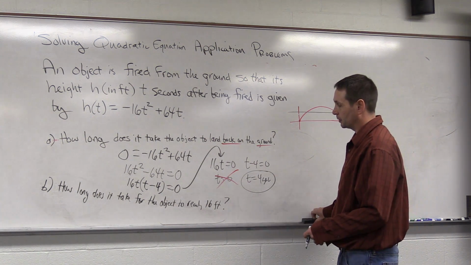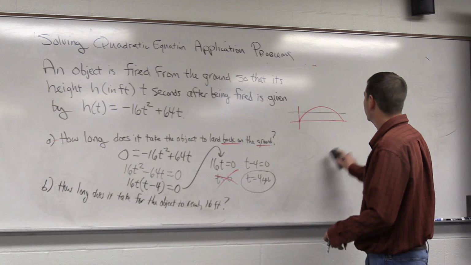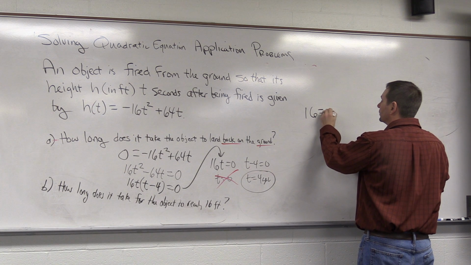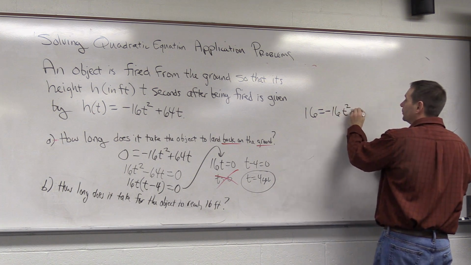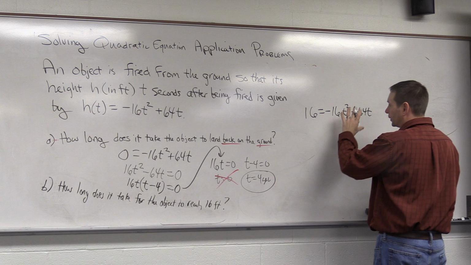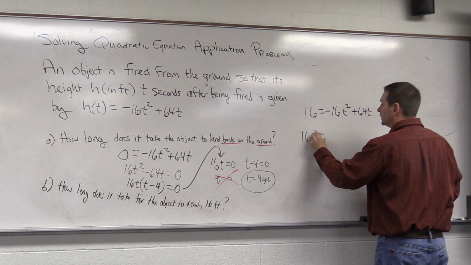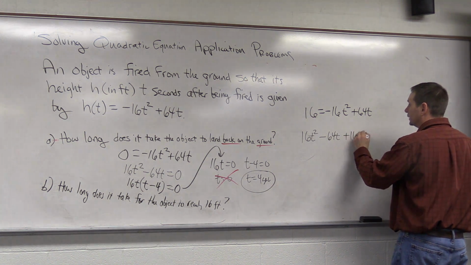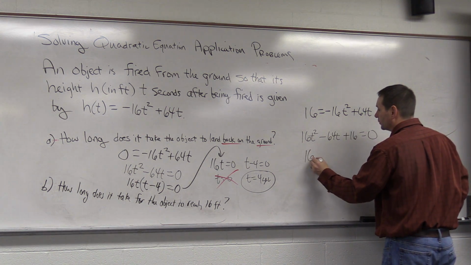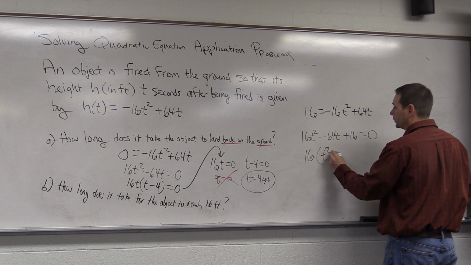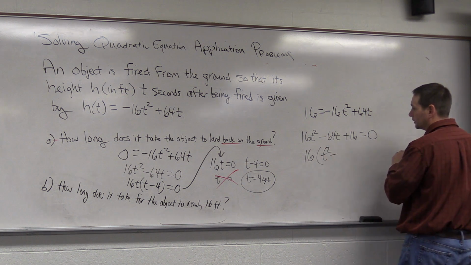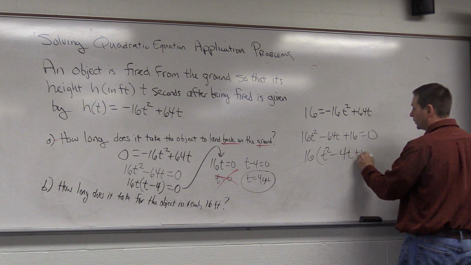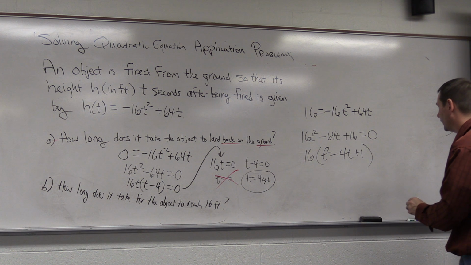So let's try that. Let's plug in 16 for my height and see what we get. So we'll say 16 is equal to negative 16t squared plus 64t. I'm going to get everything on one side. I'm going to have 16t squared minus 64t plus 16 is equal to 0. I'm going to factor out then a 16. I'll be left with t squared minus 4t plus 1. That is not going to factor, but that's okay.